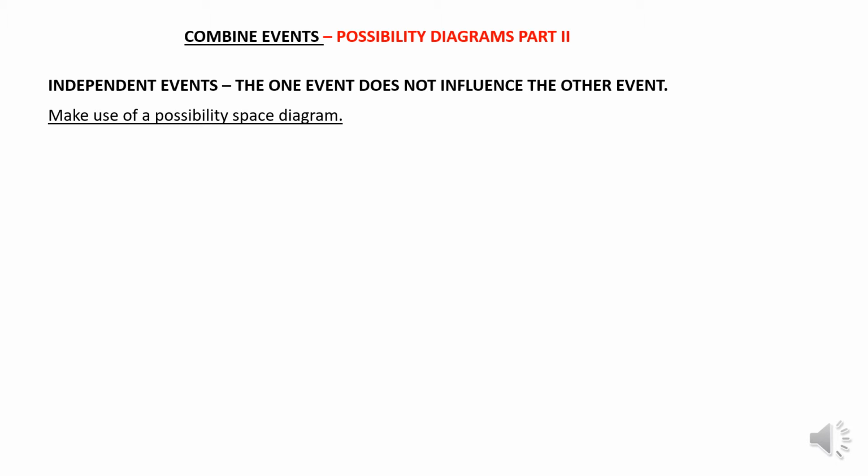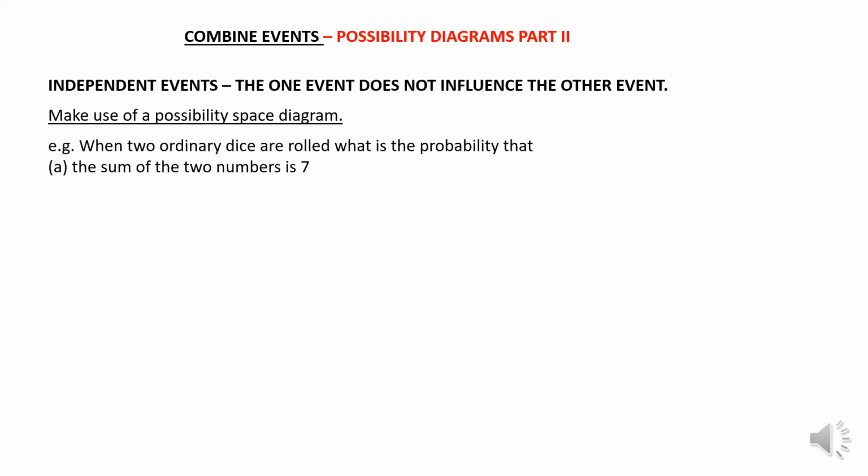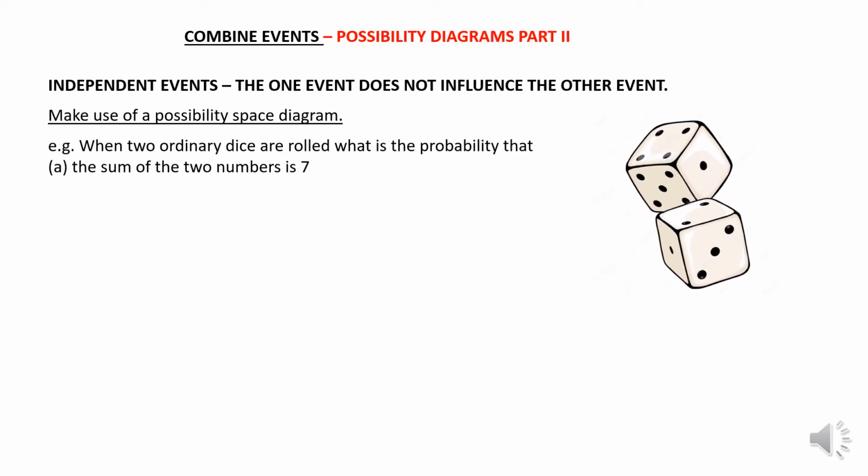Right, so let us look at an example. Say, for example, you are rolling two ordinary dice. What is the probability that the sum of the two numbers is 7? When you look at this question from the onset, you realize that it is not really straightforward to find a particular answer.